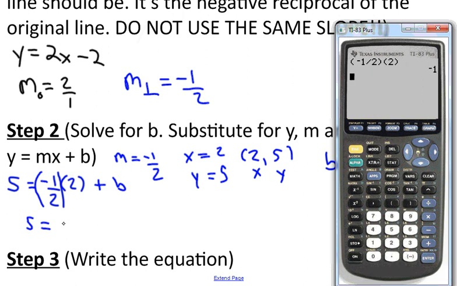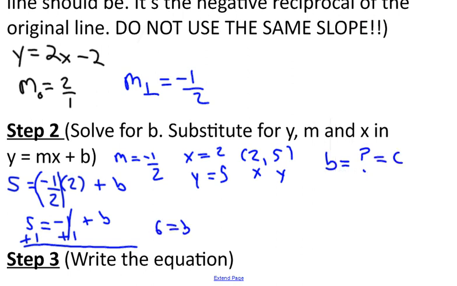So this yields -1. Bring down the plus b. Do the additive inverse of -1 on both sides. We get 5 plus 1 on the left side, so that's 6 equals b. So b is equal to 6.